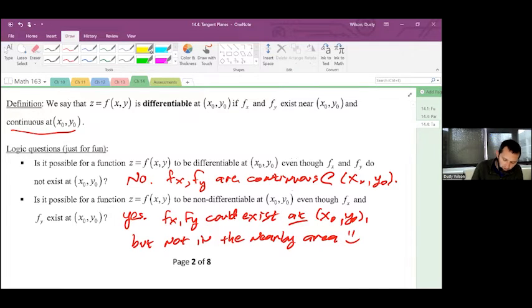So the first of these got at the continuity part right here, and the second of these got at the near part, the nearby area part. So just a couple of questions helping us to see what's going on in that definition.